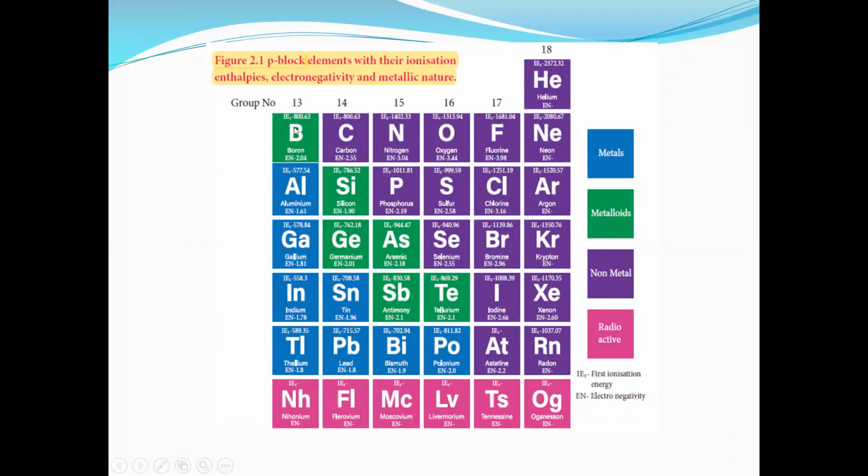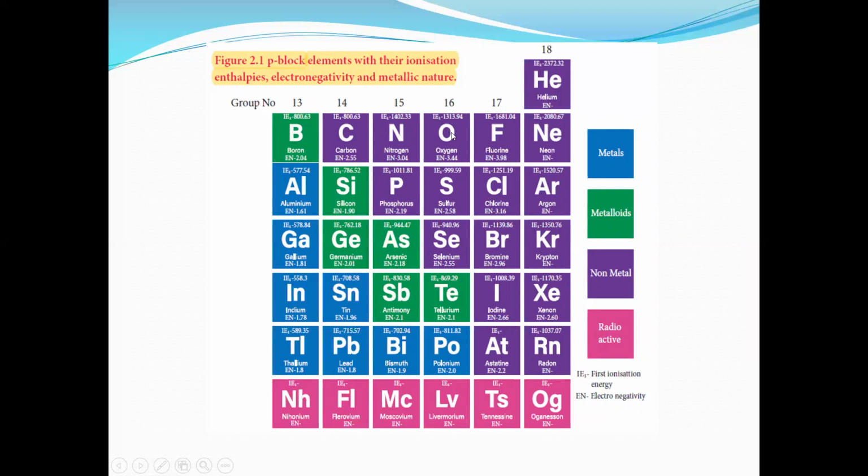So this is group 13. Group 13 starts with the element boron. Group 13 contains boron, aluminium, gallium, indium and thallium. Group 14 starts with carbon: carbon, silicon, germanium, tin and lead. Group 15 we call the nitrogen group. Group 15 contains nitrogen, phosphorus, arsenic, antimony and bismuth.